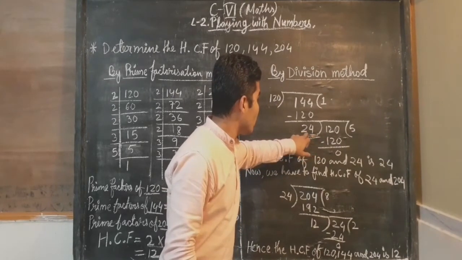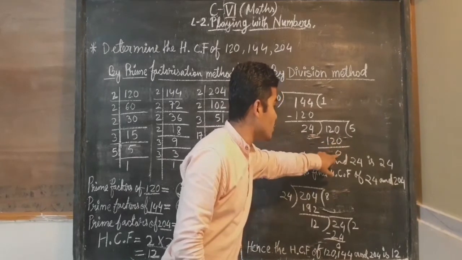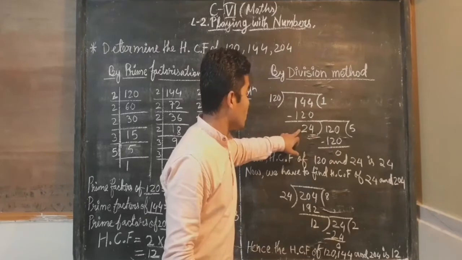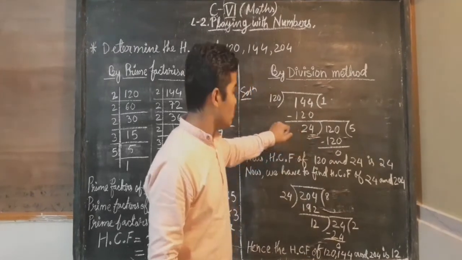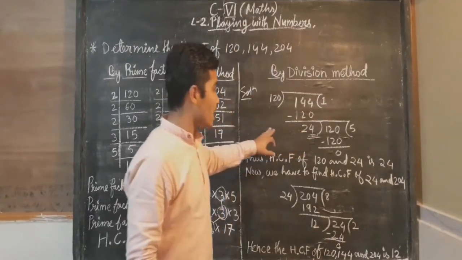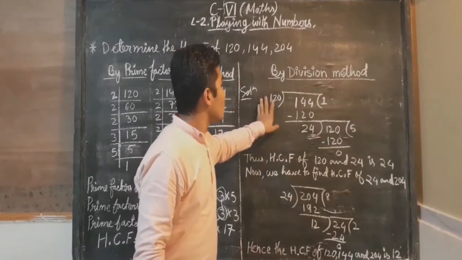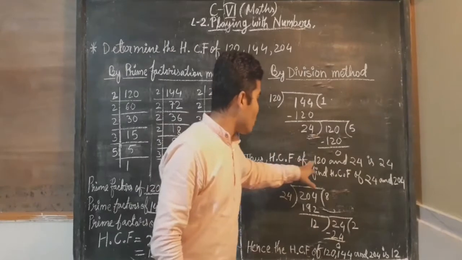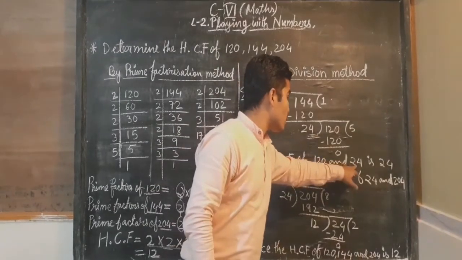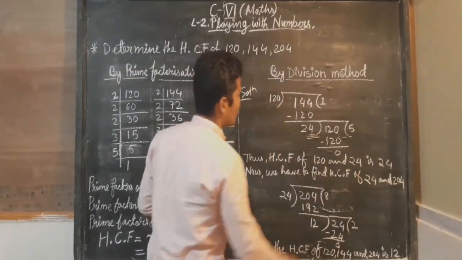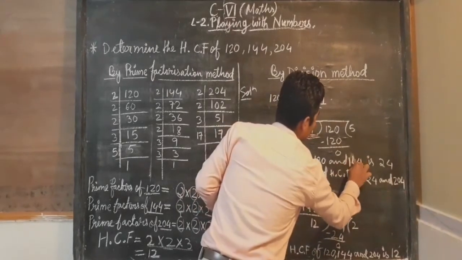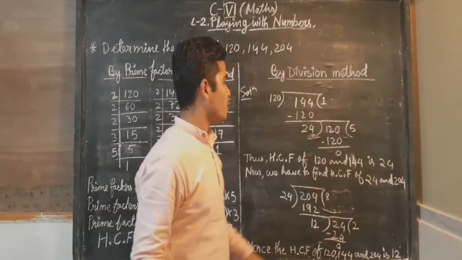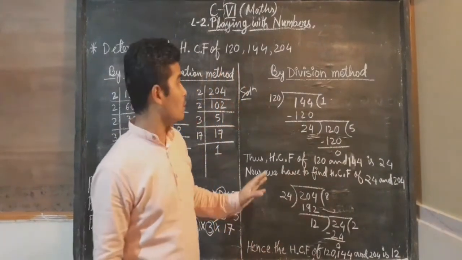You can see 24 times 5 is 120. Then we get a remainder 0. So 24 is the last divisor. The last divisor is considered as the HCF for the two numbers. That means now the HCF of 120 and 144 is 24.